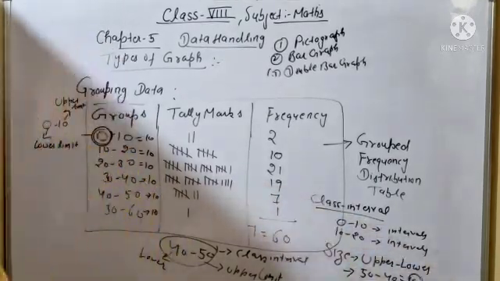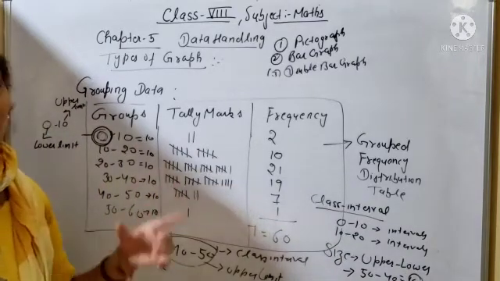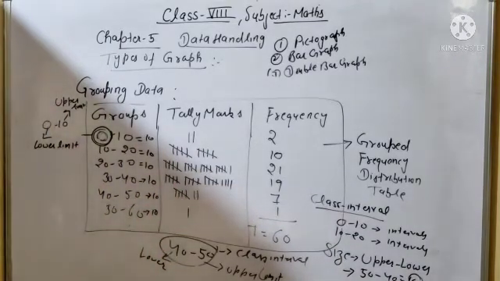So in a grouped frequency distribution table, what will you do? First of all, you will draw a table. After that, you will write the groupings, tally marks, and frequency, and this complete table is called the grouped frequency table. After that, you have to know about the class intervals.